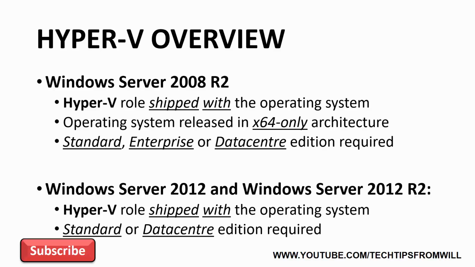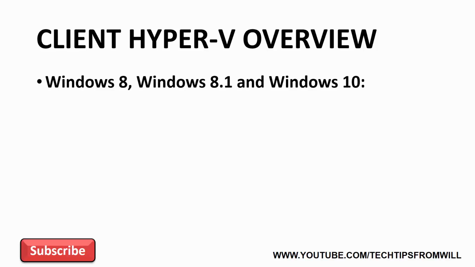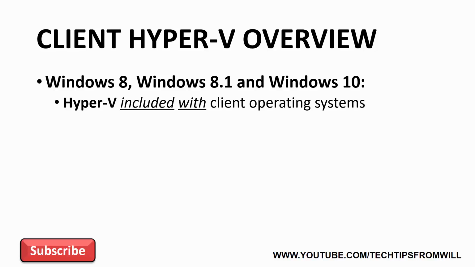Understand, when Hyper-V first made its debut, it was only available for Windows Server operating systems. You couldn't run Hyper-V on any Windows client operating system. In other words, if you wanted to use Hyper-V, you essentially had no choice but to purchase a Windows Server operating system. With the release of Windows 8, however, this all changed. Starting with Windows 8 and continuing with Windows 8.1 and now Windows 10, Microsoft has started to include Hyper-V with the client operating systems as well. However, this version of Hyper-V is referred to as Client Hyper-V.